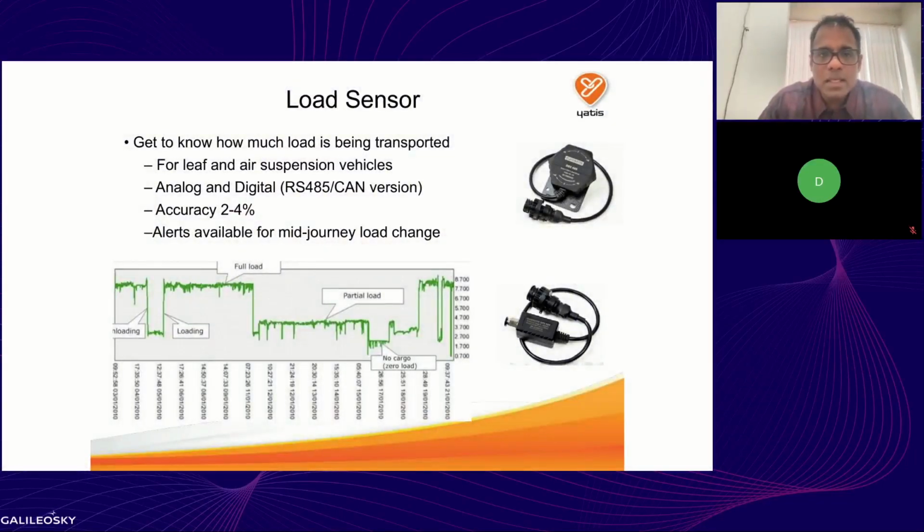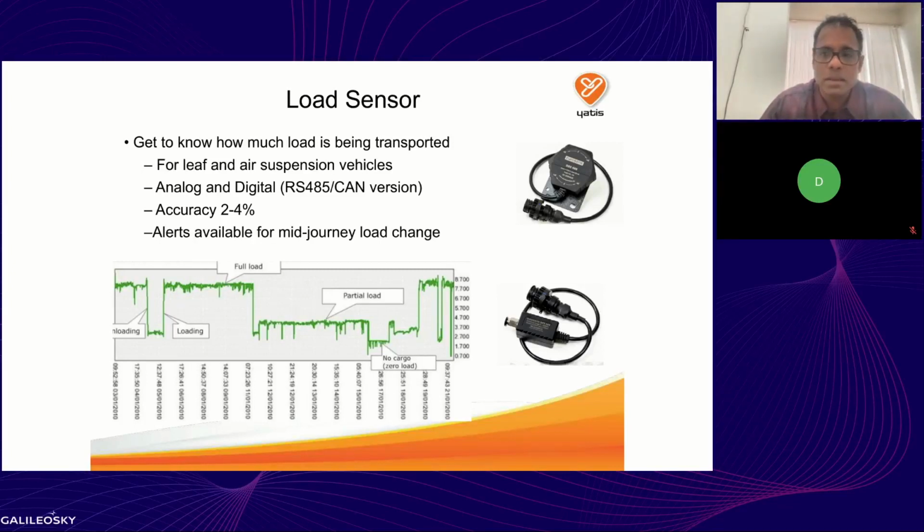Other sensors that are also integrated include load sensors. For leaf and air suspension vehicles, we have load sensors. They support a variety of interfaces, RS485 or CAN. The accuracy is about 2 to 4%, so you can capture fairly large changes of load. You can get alerts if there's a load change in the middle.